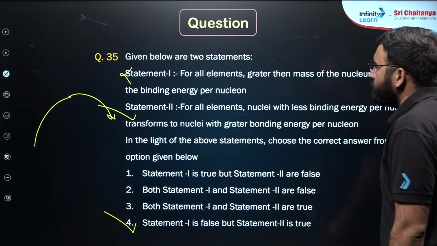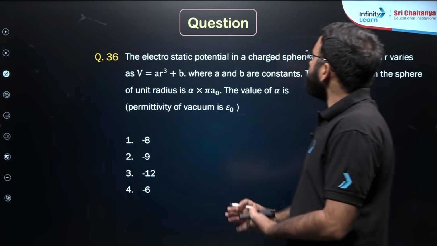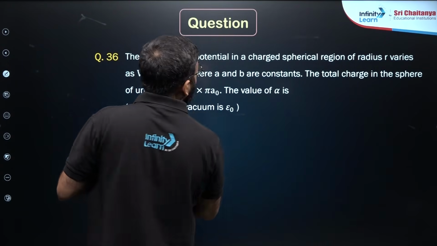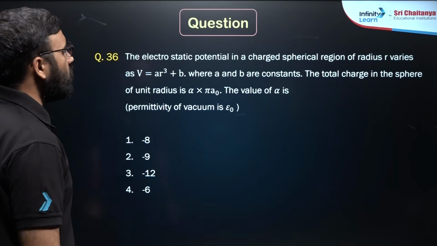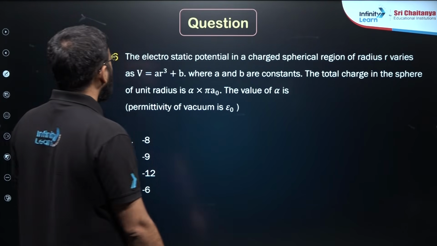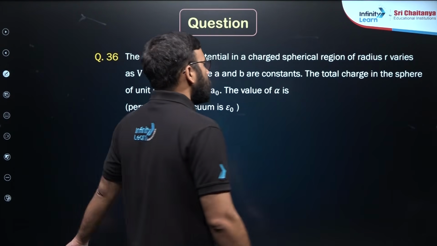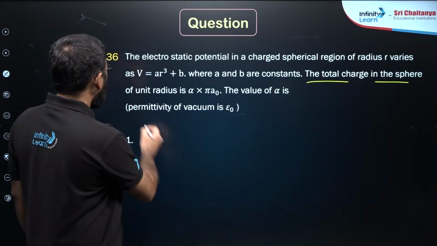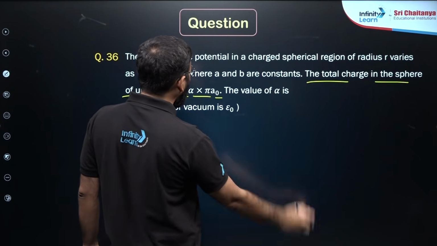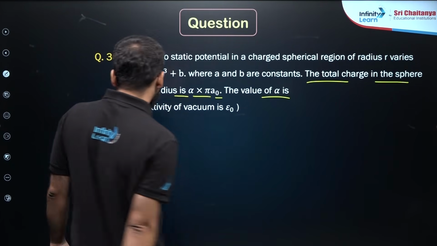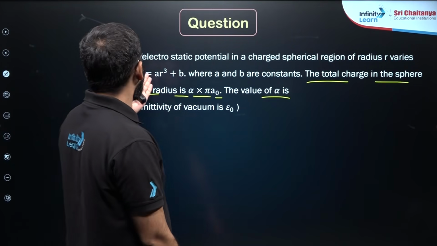Next one. So the electrostatic potential in a charged spherical region of radius r varies as V equals A r cube plus B, where A and B are constants. So the total charge per unit radius is alpha into pi A naught. So the value of alpha they will ask beta. So my V is given.